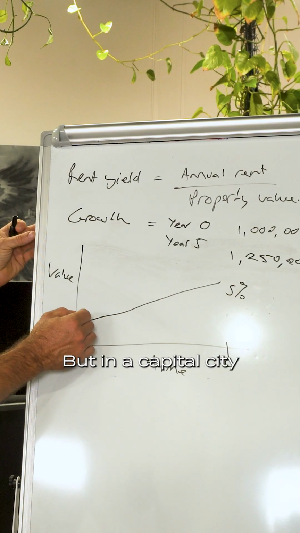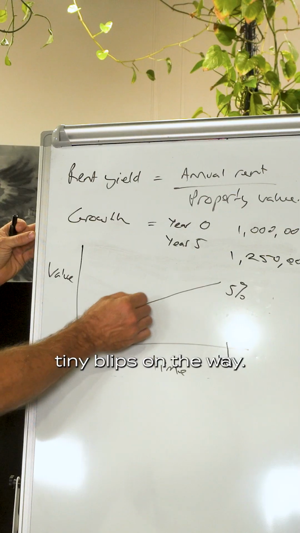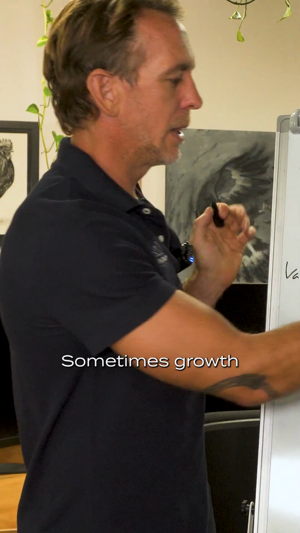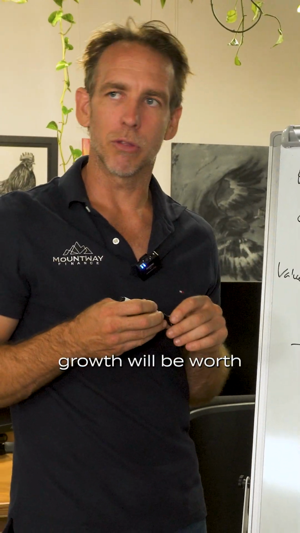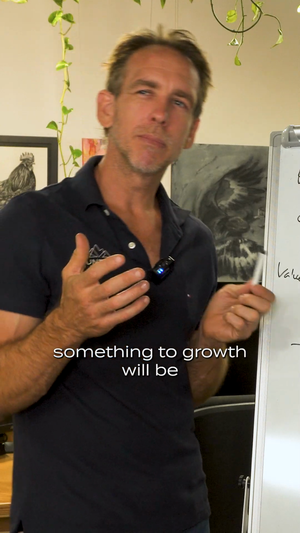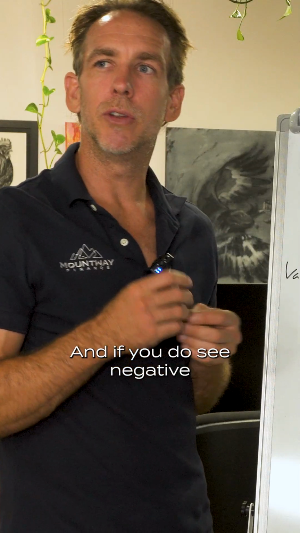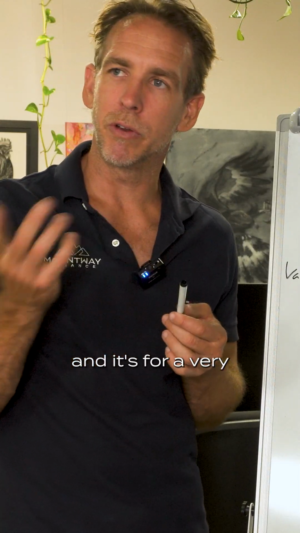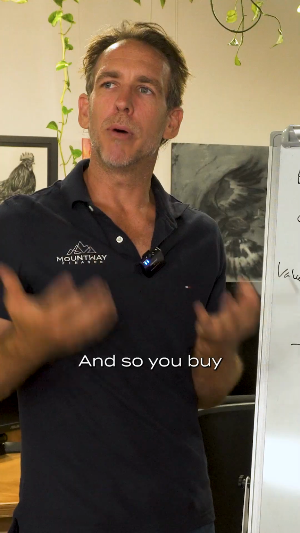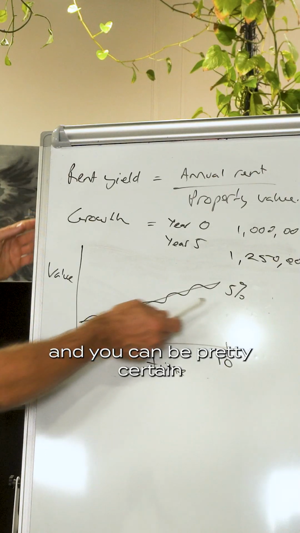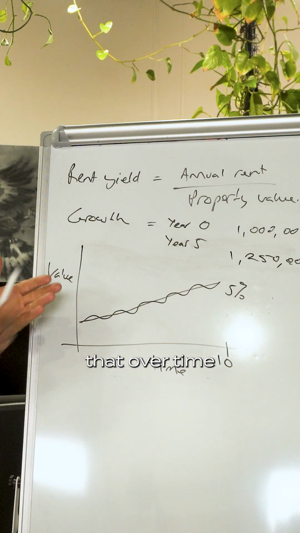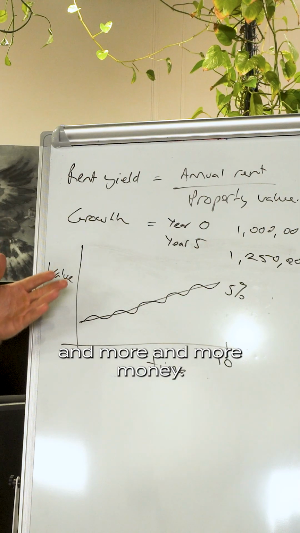But in a capital city, you'll see little tiny blips along the way. Sometimes growth will be better, sometimes growth will be worse, sometimes growth will be extremely minor. But what you generally don't see is negative growth. And if you do see negative growth, it's small and it's for a very short period of time. And so you buy in a capital city and you can be pretty certain that over time your investment is going to be worth more and more and more money.